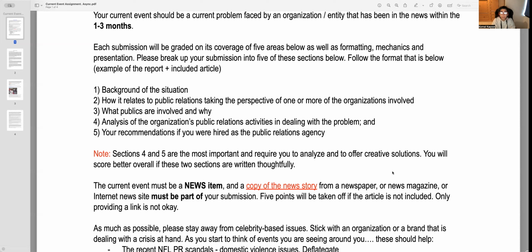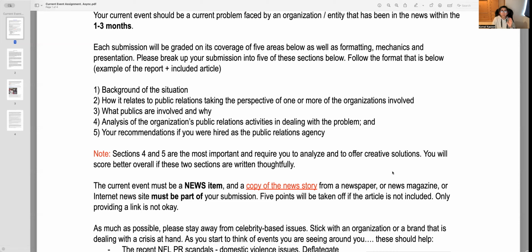And then number 5, which is as important as number 4, is if you were hired to fix this problem, would you have done it any differently? How would you have done it? So we're looking for some serious recommendations from your end in terms of how you would have handled this situation if you were in charge?